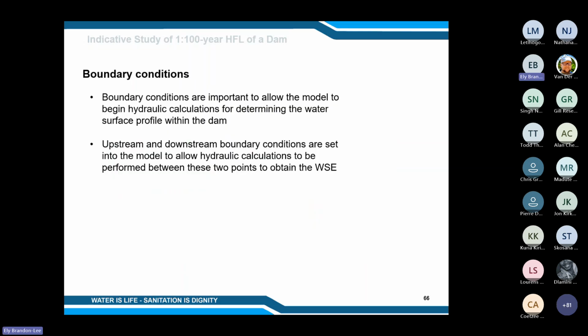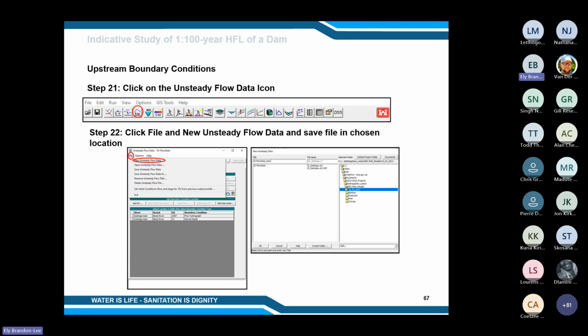HEC-RAS determines the high flood line of the dam through iterative calculations, and therefore boundary conditions are set within the model to allow it to begin the calculations required to determine the high flood line. Since the inflow hydrograph depicts that the flow changes over time, the unsteady flow data option was used to insert the boundary conditions for the model. I entered the boundary condition data into the model by selecting the unsteady flow data icon shown over here in the main window. The window shown on the left then popped up where I created a new unsteady flow file and saved it in a chosen location.